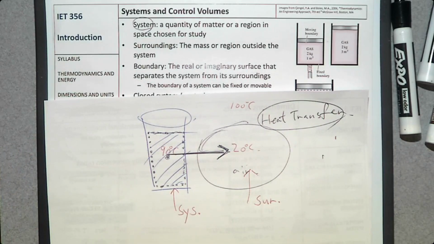Then what about this cup? Cup is the boundary, the real or imaginary surface that separates the system from its surroundings. So this cup is going to be its boundary.